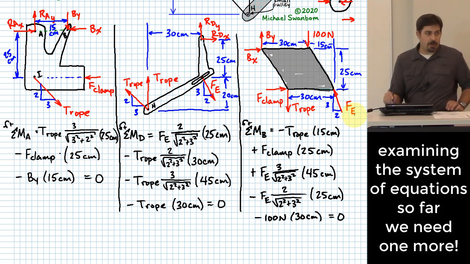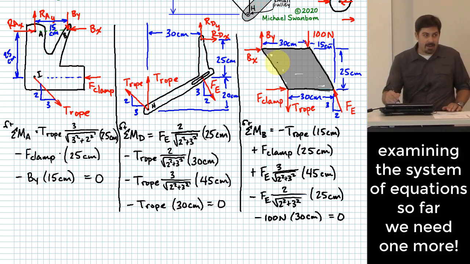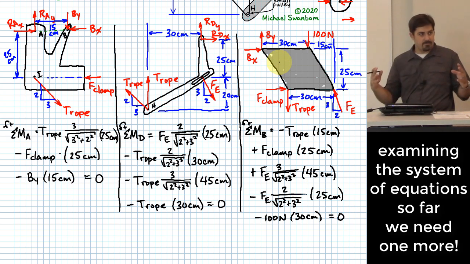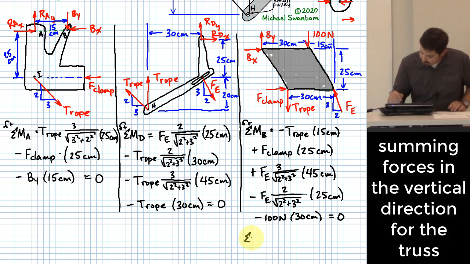Those are all variables that already appear in the three that we've got. So by doing a sum of forces in the Y, I add one more equation with all the variables that we're already using. It won't have any variables in it that we aren't already using. So that means we'll end up with a system of 4x4. So let's go for it. What does that look like?